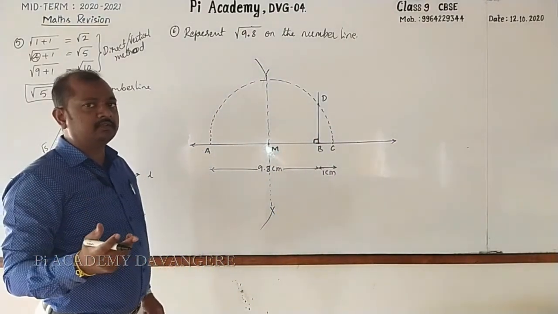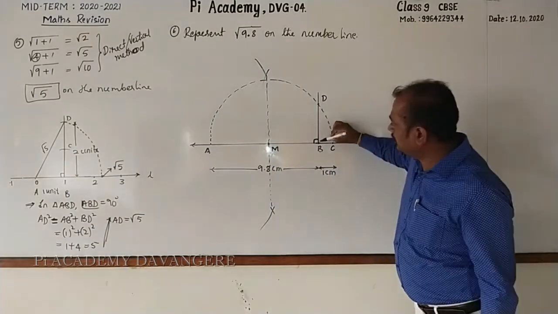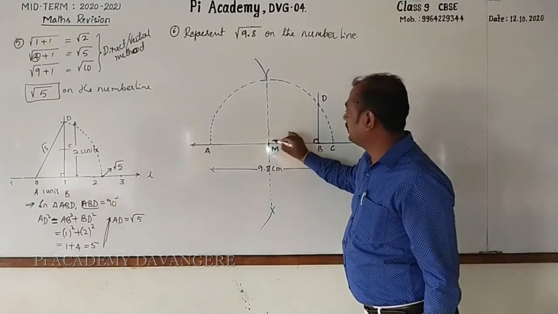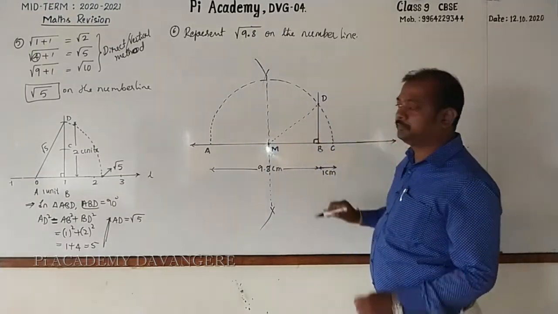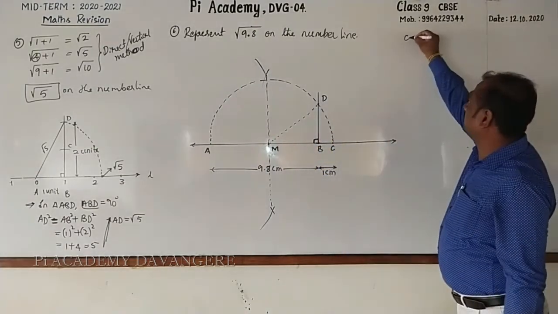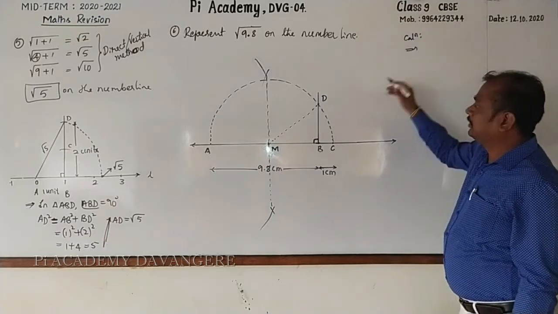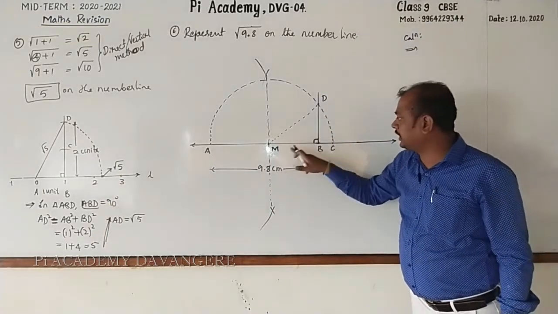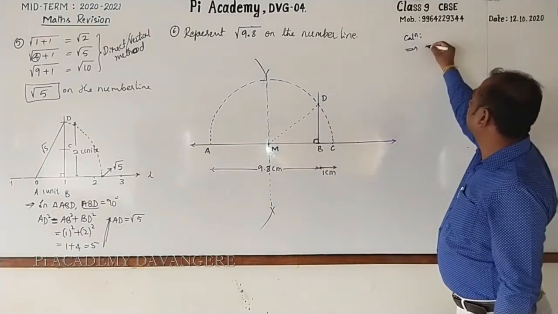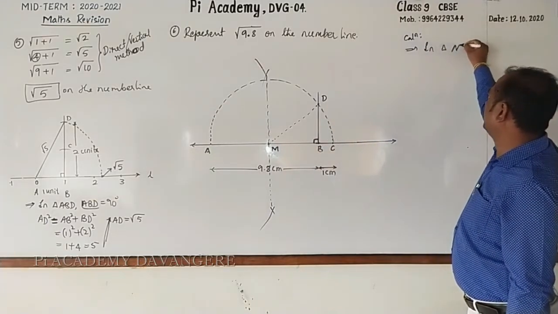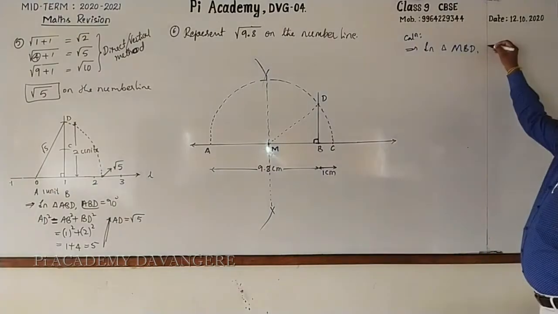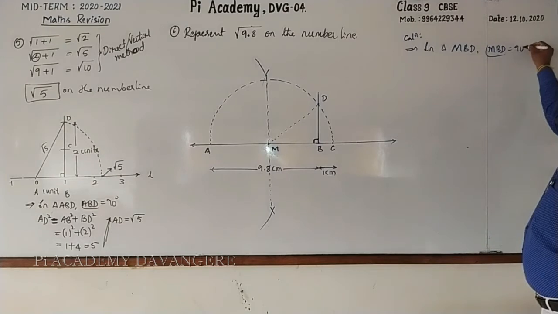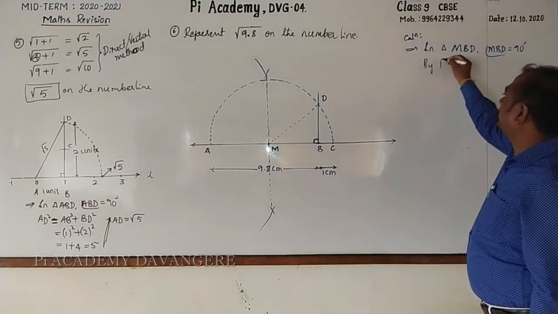How do you believe that? Very simple. You have to show BD squared is 9.8. You have to join MD. Here I am showing the calculation. Look here. To find out BD, you can go for using Pythagoras theorem for the triangle MBD, right? In triangle MBD, hope that you are all writing with me. Angle MBD equal to 90 degrees, by Pythagoras theorem.